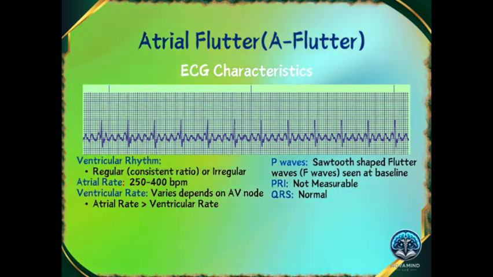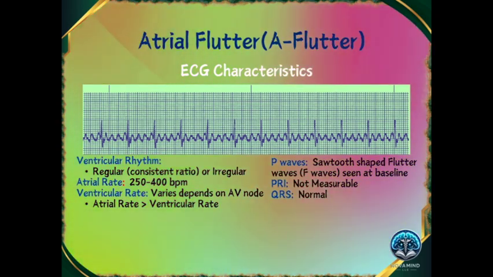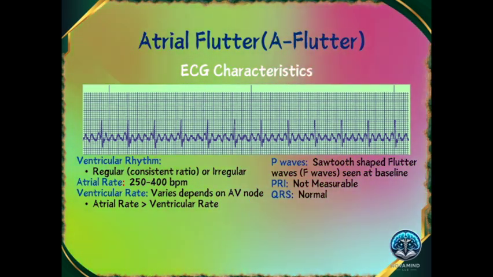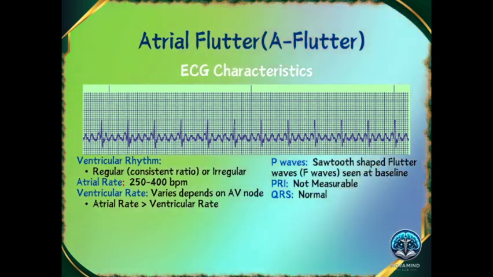Atrial flutter ECG characteristics typically include the ventricular rhythm to be regular if there is a consistent ratio, or irregular if there's an inconsistent ratio. The atrial rate, as noted before, will be between 250 to 400 beats per minute. Ventricular rate depends on the AV node, but there will always be a higher atrial rate than ventricular rate.